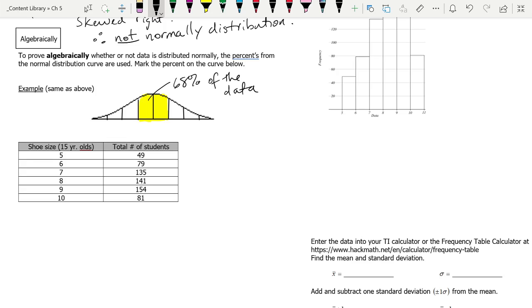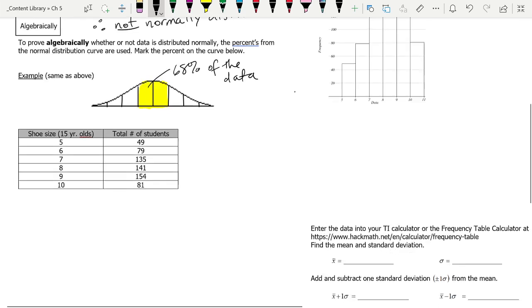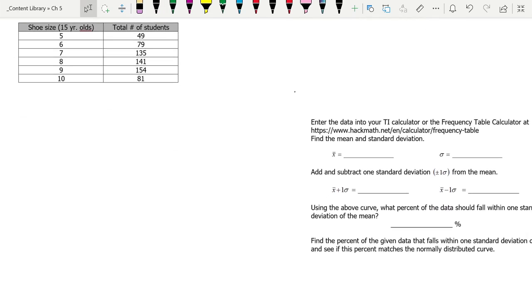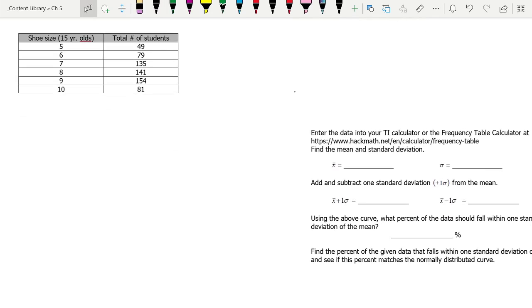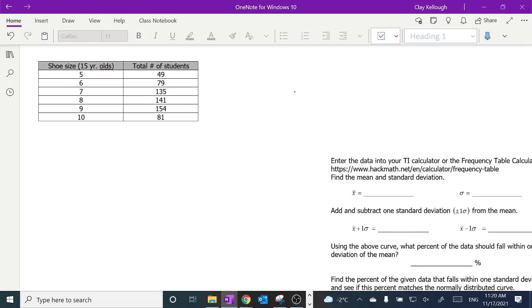So here's what we're going to do. We're going to put this data into our TI calculator, or we can again go to the frequency table calculator, and we're going to ask it for our mean and our standard deviation. And I don't know why this moved way down. Oh, I know why it moved down there. It moved down there because I put a graph in the way. All right, so here's the data. Let's find the mean and standard deviation. So do you remember how to do that? Let's do calculator first this time.